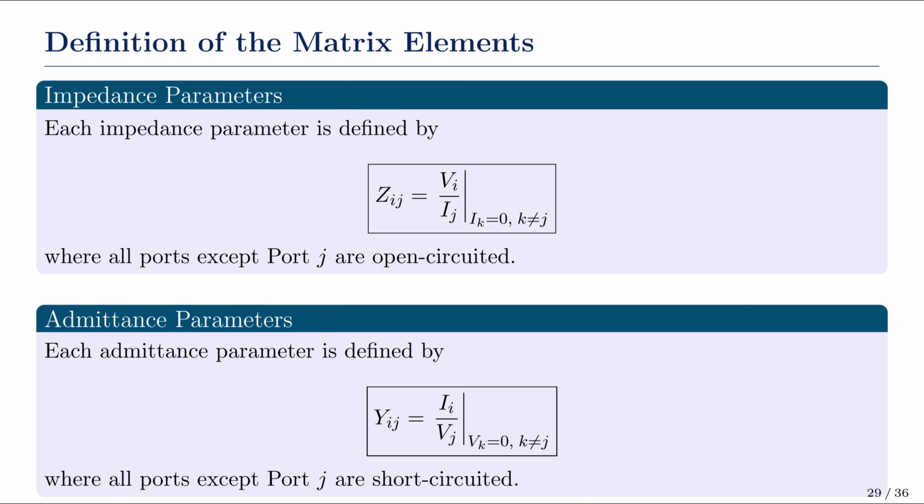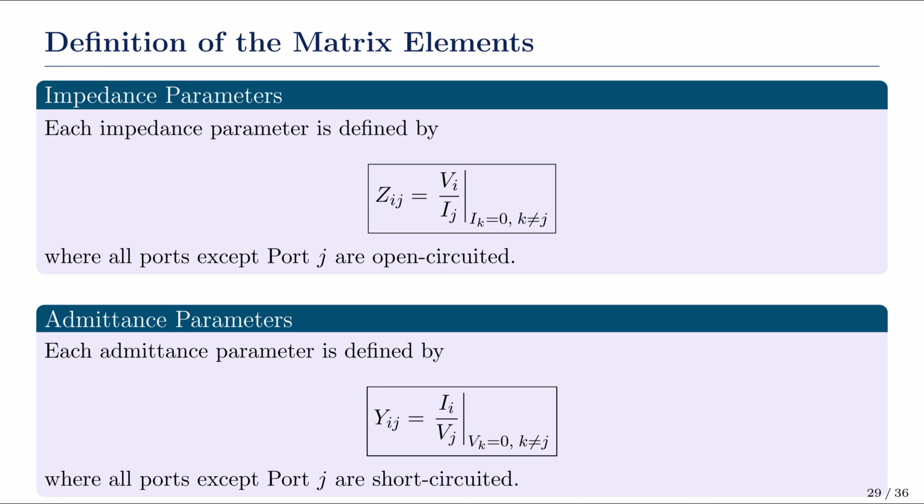In the previous section, we derived the impedance and admittance matrices for specific two-port circuits. We now generalize these definitions to an arbitrary n-port network. The impedance parameter Zij is defined as the ratio of the voltage measured at port I to the current injected into port J, while every other port is open-circuited. In other words, all currents except the excitation current are equal to 0.